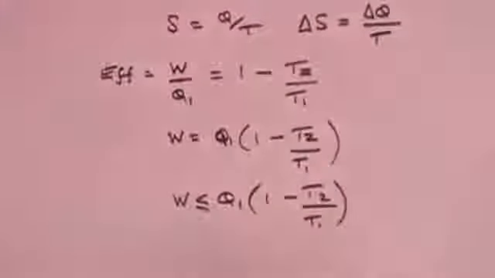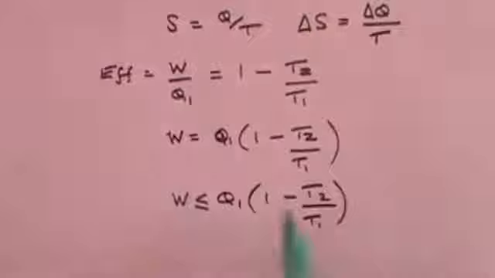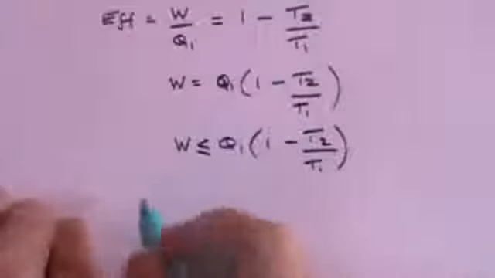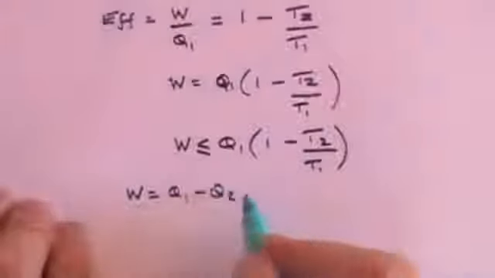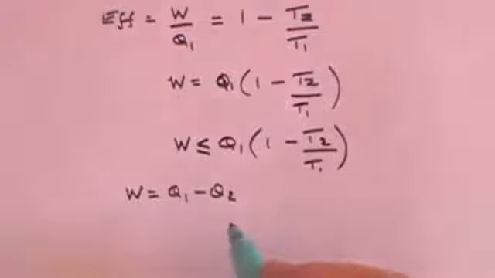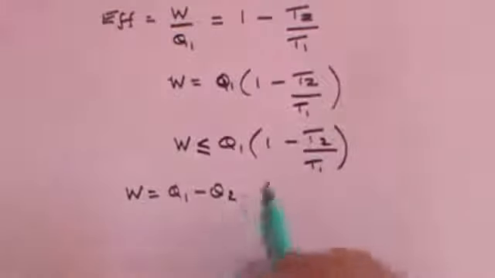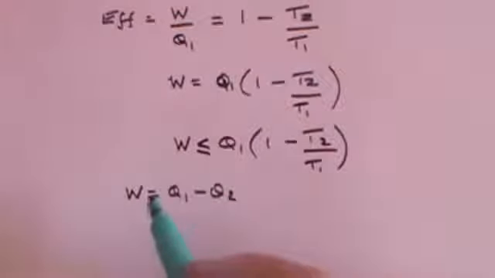If you've got the maximum efficiency, which will never be 100%, then W will equal this term. But if for some reason you're not even getting the maximum efficiency, then W will be less than this term. Now you'll recall that we showed that W is equal to Q1 minus Q2. In other words, the heat in minus the heat out. Heat comes into the engine, that's Q1. Some of it goes out, that's Q2. The difference is converted into work.